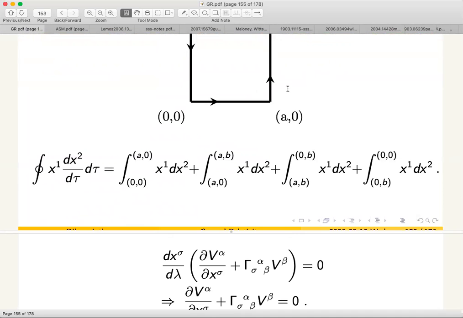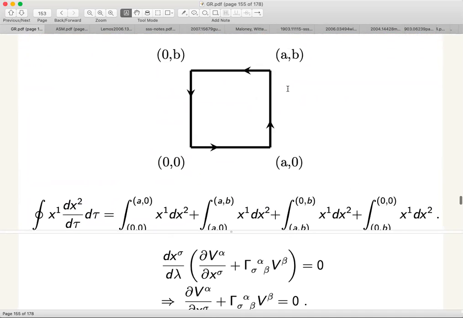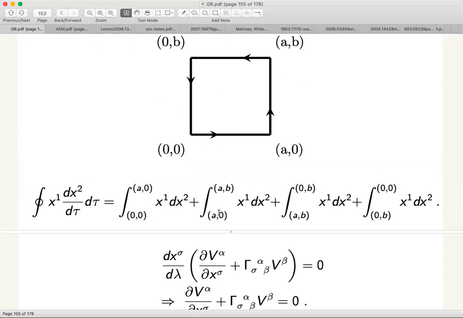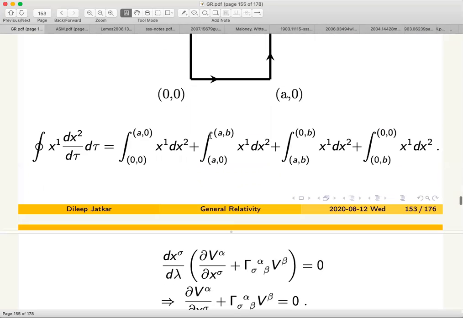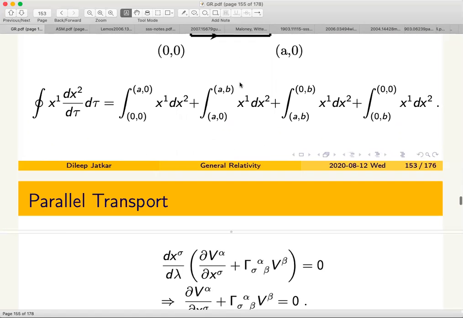And in this integral, we found that out of these individual pieces along this rectangle, only one of them contributes, and that is the second integral, whereas the first and third integrals basically just vanish because x2 does not change, and the fourth integral vanishes because x1 is equal to 0. Okay, but nevertheless, this non-vanishing piece of this integral correctly captures the area of this rectangle.